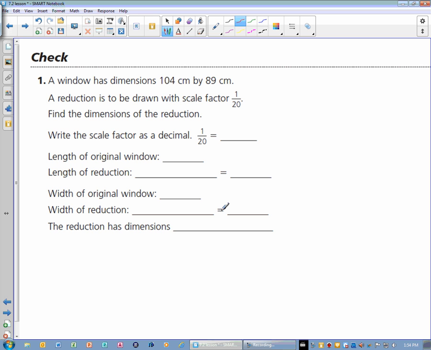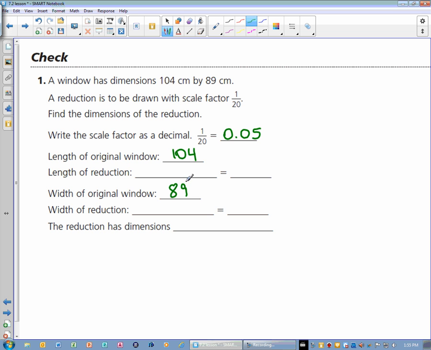All right, so the check says a window has dimensions of 104 by 89. A reduction is to be drawn with a scale factor of 1/20. Find the dimensions of the reduction. So right off the bat, they get you to convert 1/20, which is 0.05. The length of the original, they said the length's usually the longer part, so we'll call that 104, and the width would be 89.